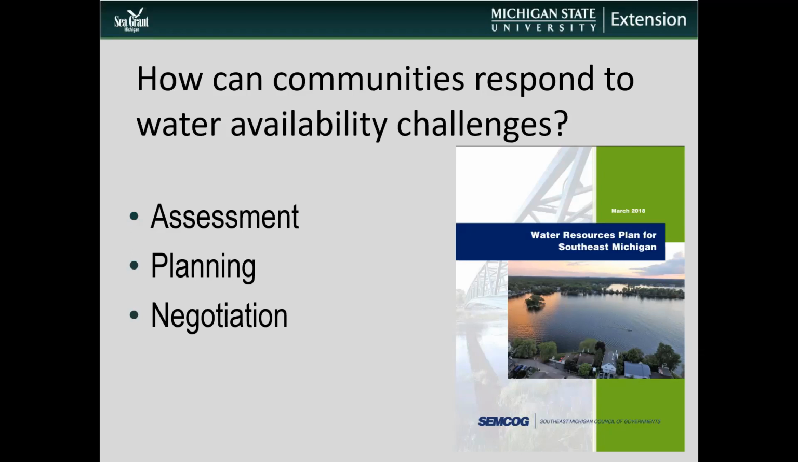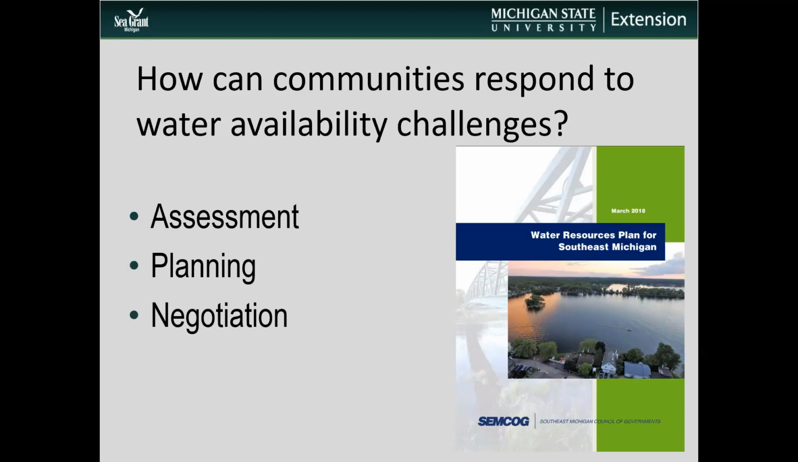And then there will have to be, at some point in the future, negotiation. So how are we going to manage conflict between different users, between different sectors? And a part of the water withdrawal assessment process in our state water use regulations is the potential for local water user committees to get together and make decisions about the water use within the community. And we will talk some more about that.